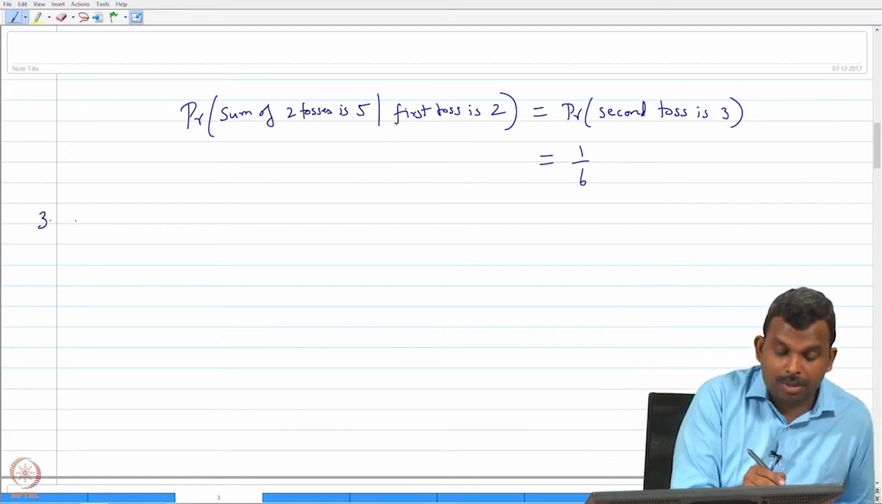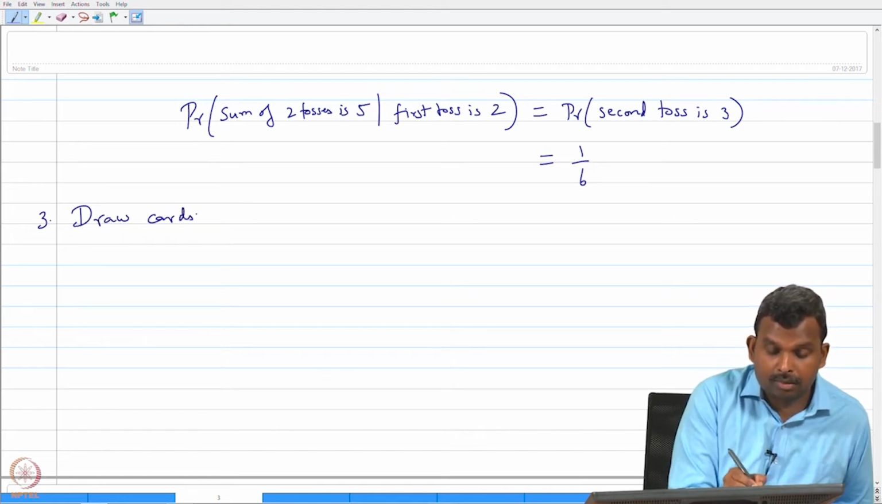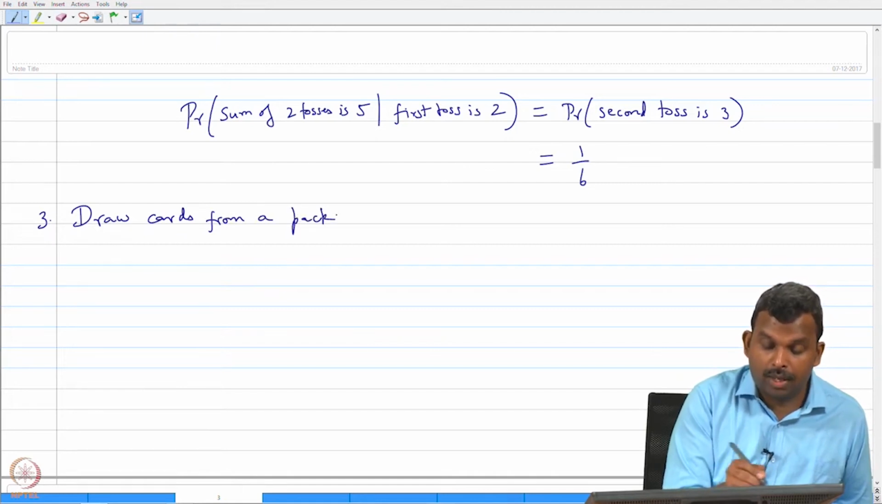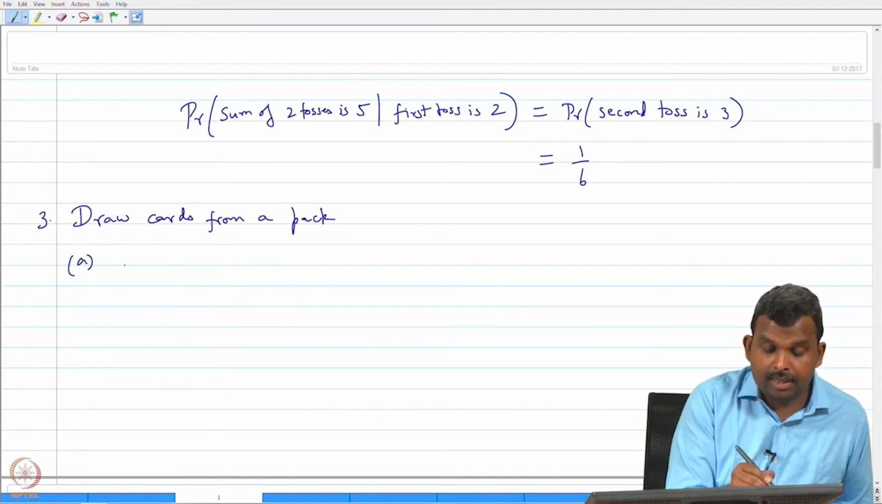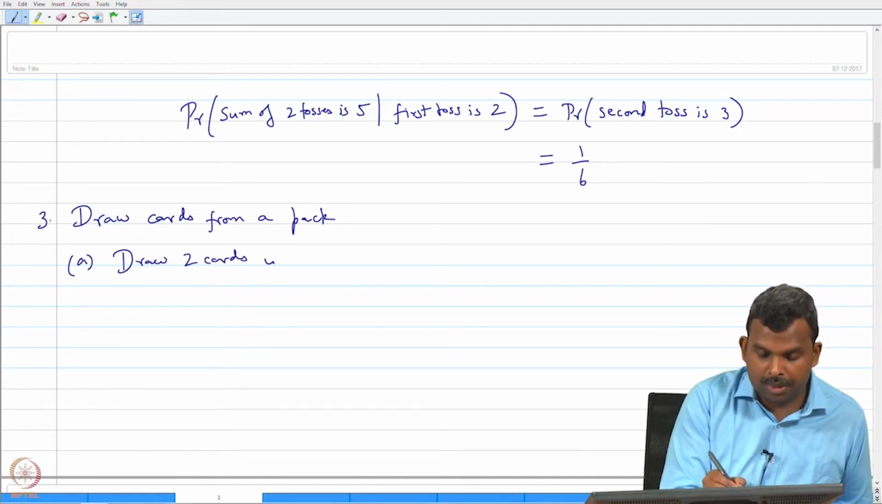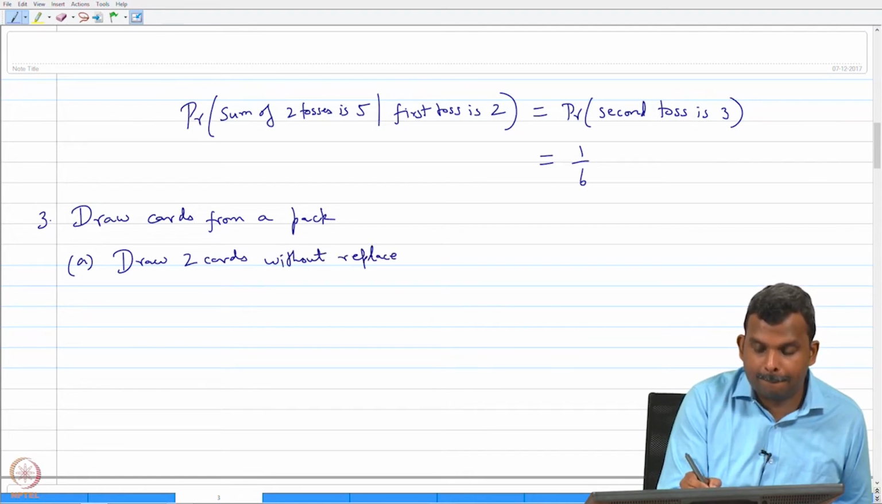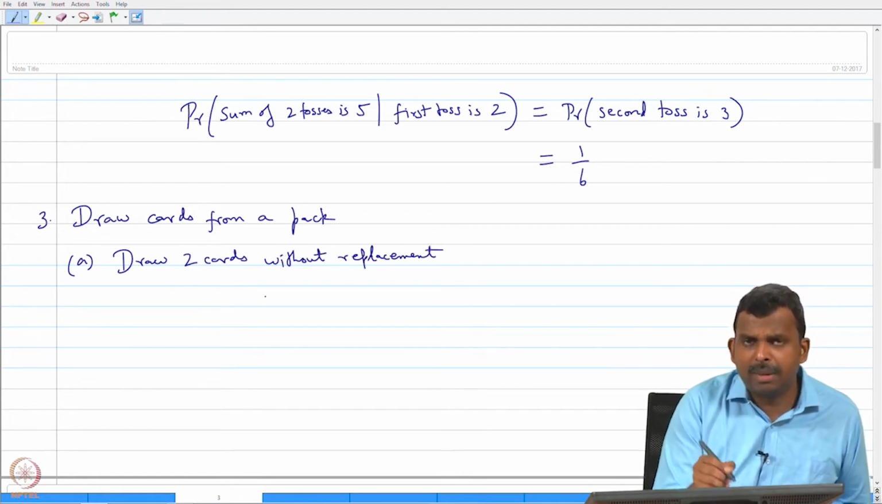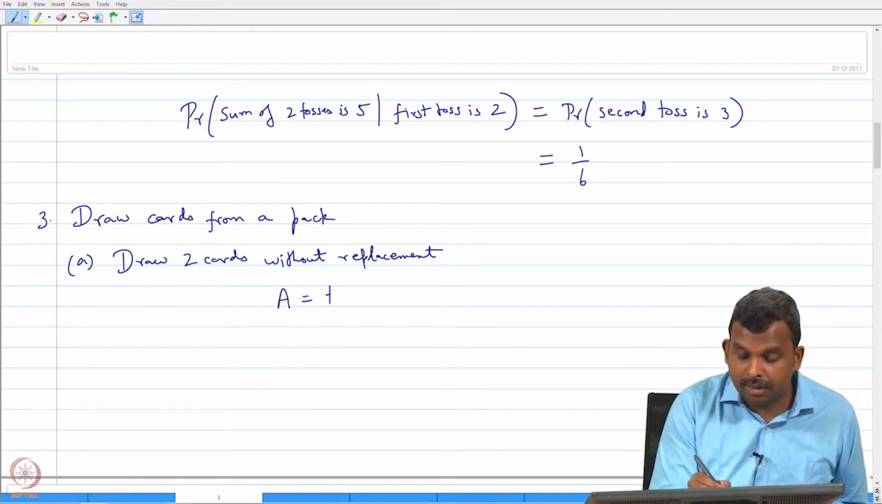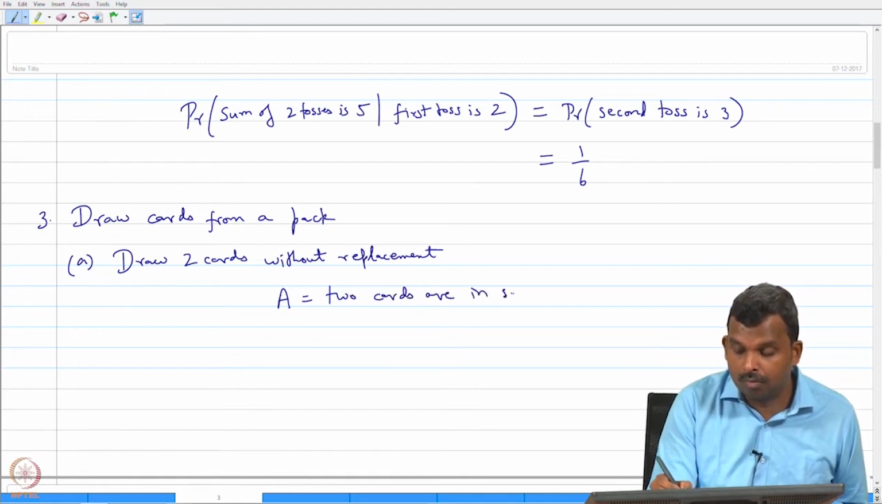So, the next example we will see is draw cards from a pack. And the first case I will consider is we draw 2 cards without replacement. And I am interested in this event A, which is the 2 cards are in sequence. What is the meaning of 2 cards are in sequence?